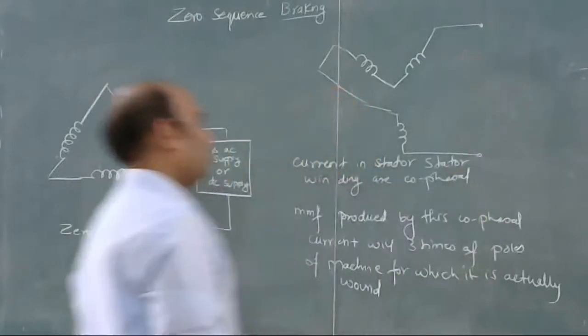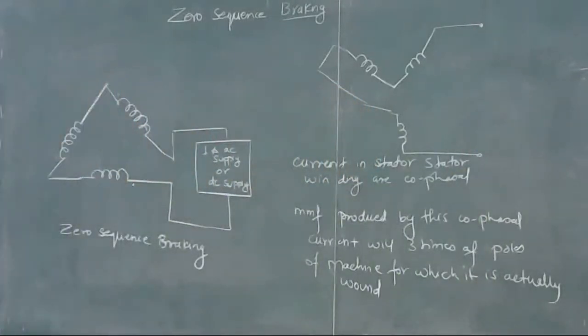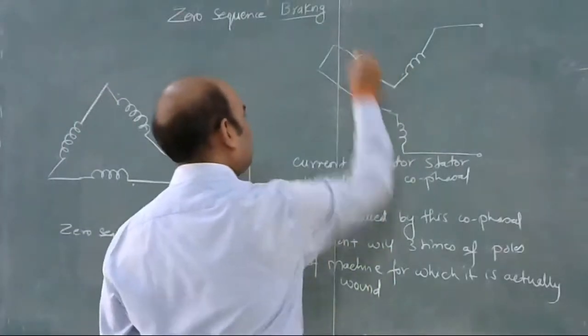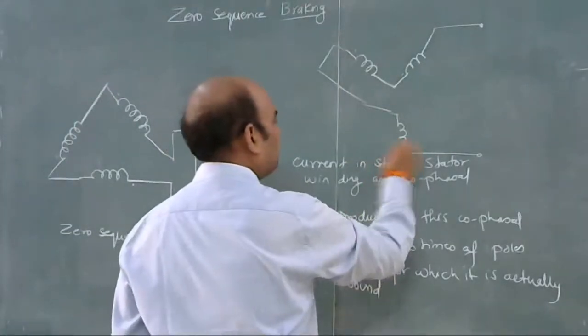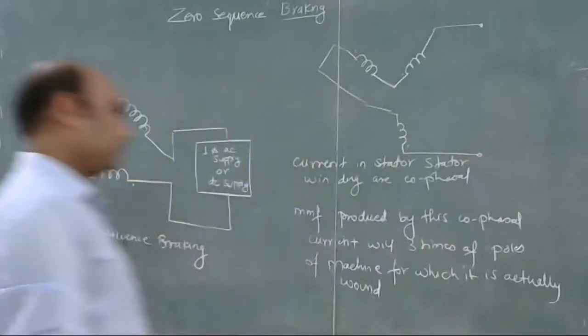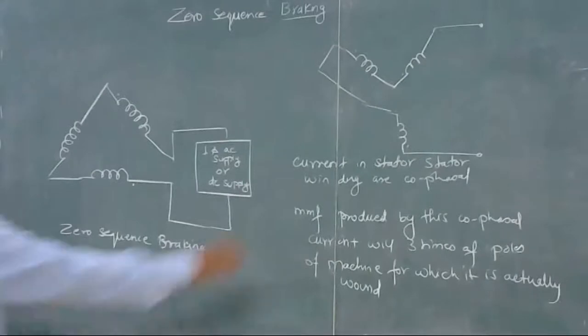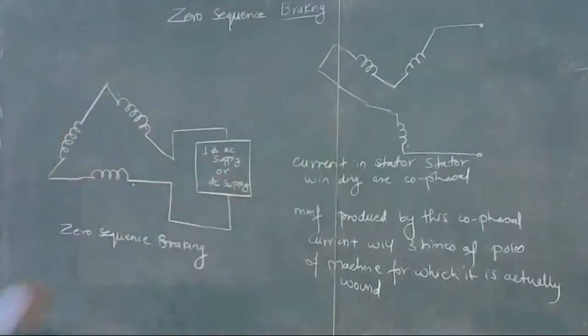zero sequence of star connected stator. So the three stator windings are connected in series. This is for star connection and this is for delta connection.